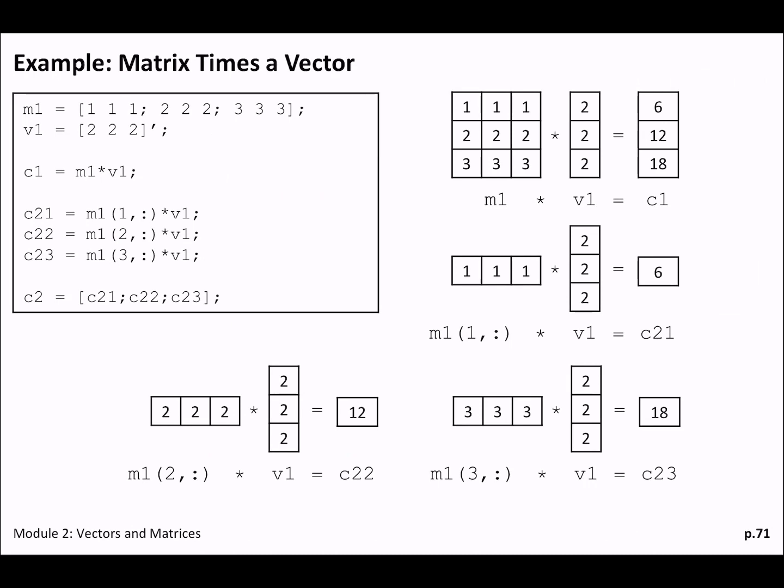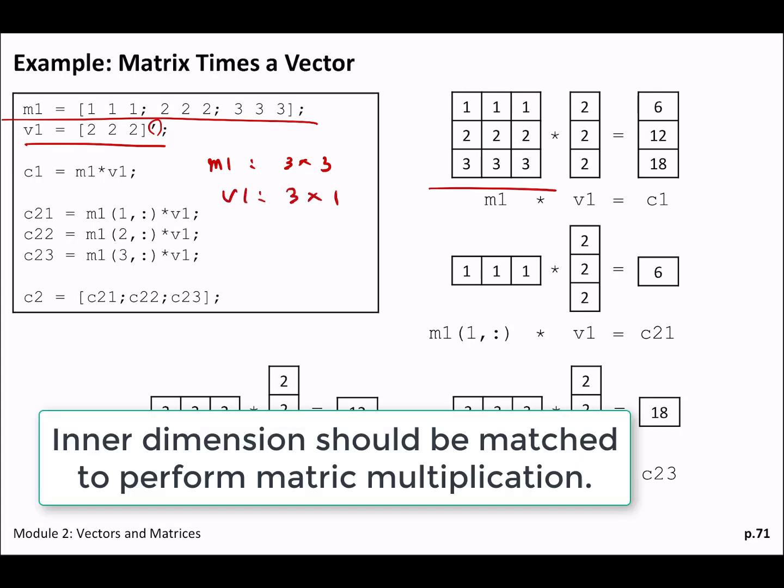How to write the code in MATLAB? See this, M1 is the 3 by 3 matrix. V1 is a column vector because I transpose here. What happens if I multiply M1 and V1? But first, can you multiply M1 and V1? Yes, why? M1 is 3 by 3, V1 is 3 by 1. So inner dimensions are matched, right? So the output is 3 by 1, right?